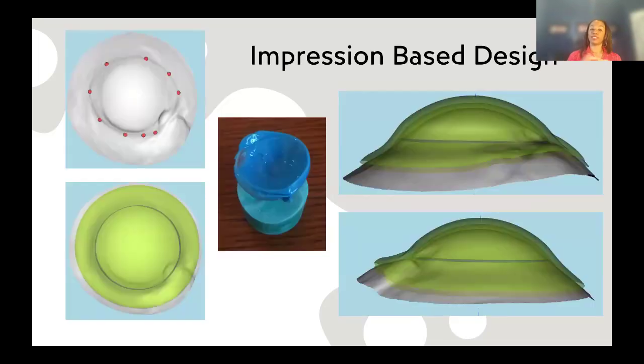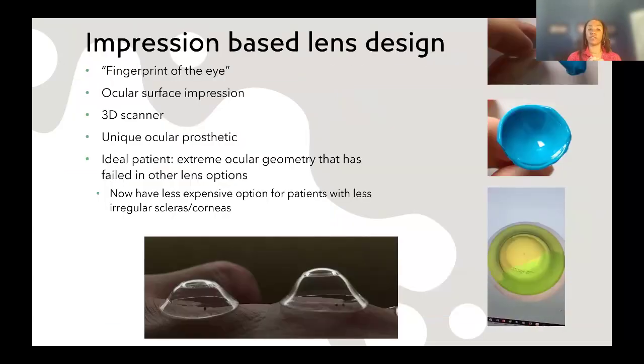But what I like to do are impression-based lenses. So you're essentially making an ocular mold, sending that mold to a lab. They have a 3D scanner, which creates a 3D image like this, and they 3D print me a lens for my patients. It's essentially a fingerprint of the eye, an ocular surface impression. It's a unique ocular prosthetic.